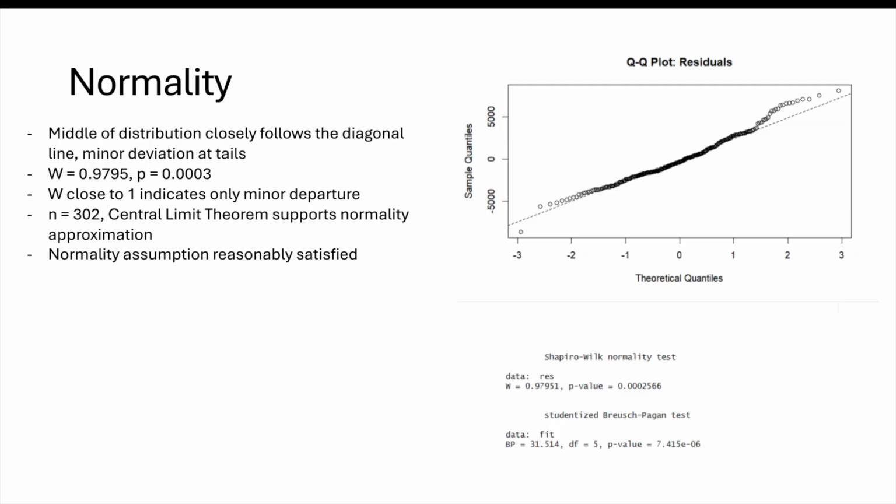And that brings us to an important point. With n equals 302, the central limit theorem assures us that even if the residuals aren't perfectly normal, our regression estimates and inference will still be approximately valid. So we conclude that normality is reasonably satisfied.